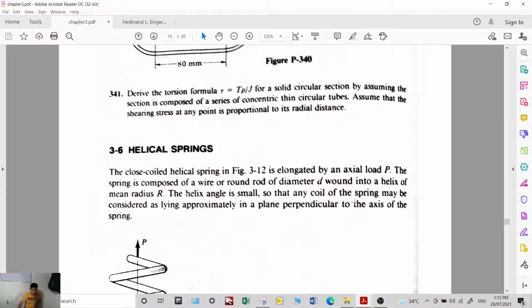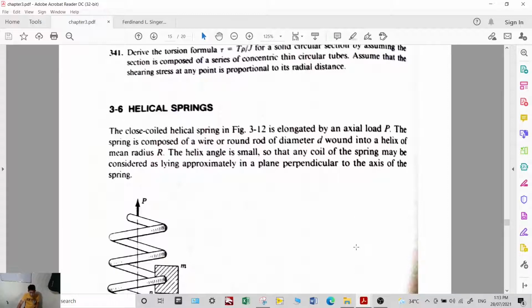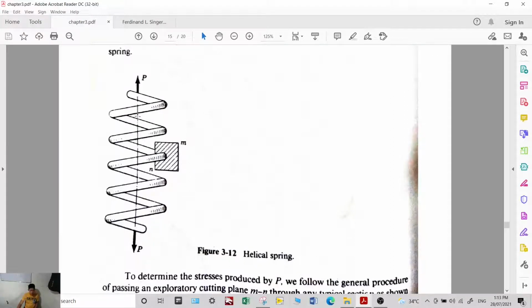Today we'll be discussing helical springs, or rather, today we will derive the torsional stress that is experienced by helical springs. In order to derive the formula, let's have this figure wherein a helical spring is stretched by an axial load P. So how do we determine the stress that the spring is experiencing?